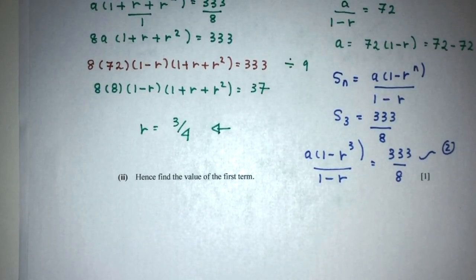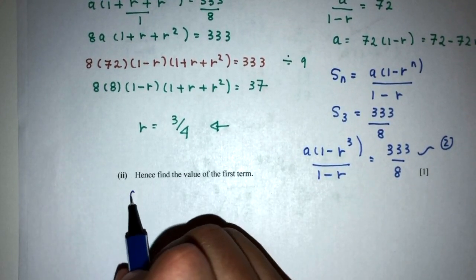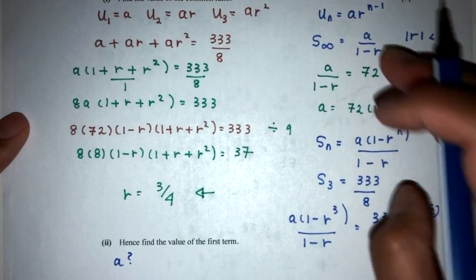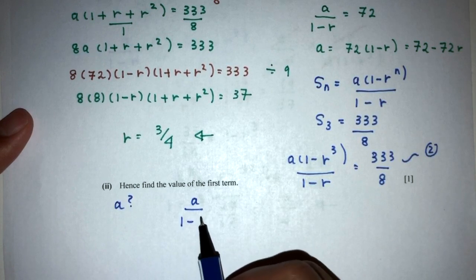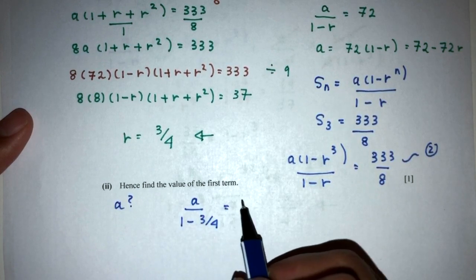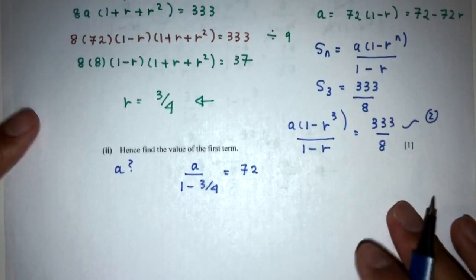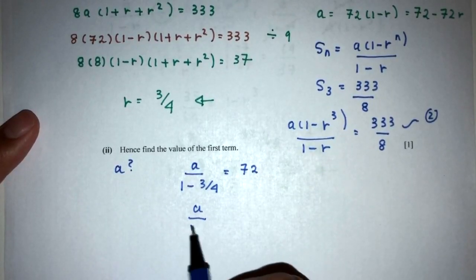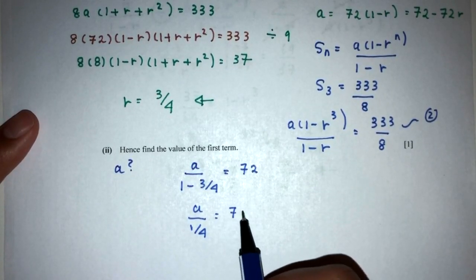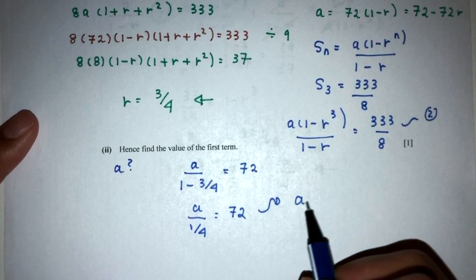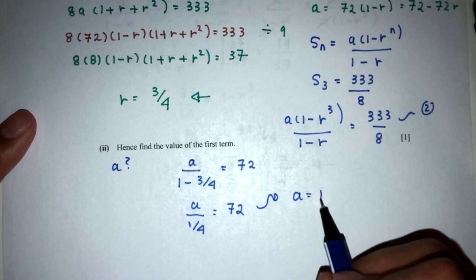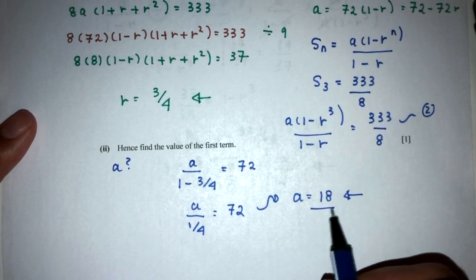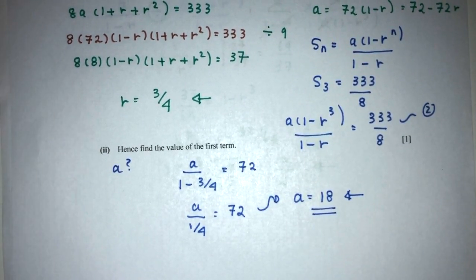Now for part 2, we have to find the value of the first term. So find the value of a by using this. So going back to this equation, we know that a over 1 minus r, which is this, has to give you 72. So a over what? 1 over 4 has to be 72. So finally, a has to be 72 times 1 over 4. That should be 18 as your answer. Okay, so that will be your first term of this progression.